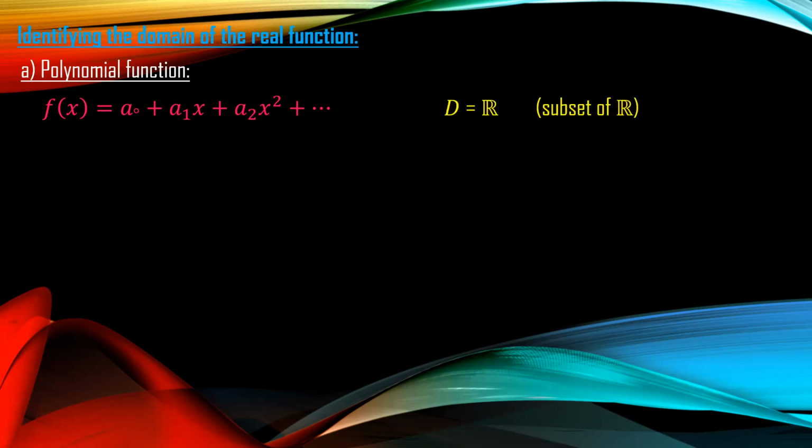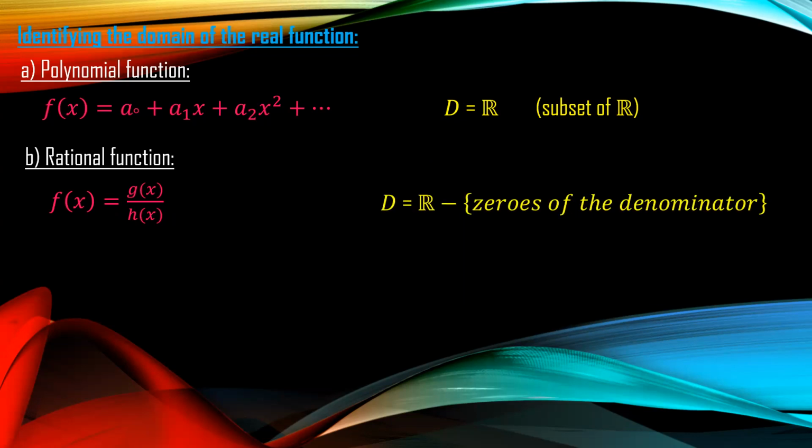Identifying the domain of a real function algebraically. The polynomial function in the form f of x equals a0 plus a1x plus a2x squared plus and so on. This form is called a polynomial function, and its domain is R or a subset of R. The second type of function is the rational function. F of x equals g of x over h of x is a rational function, where each of g of x and h of x is a polynomial, so its domain is R minus the set of zeros of the denominator.